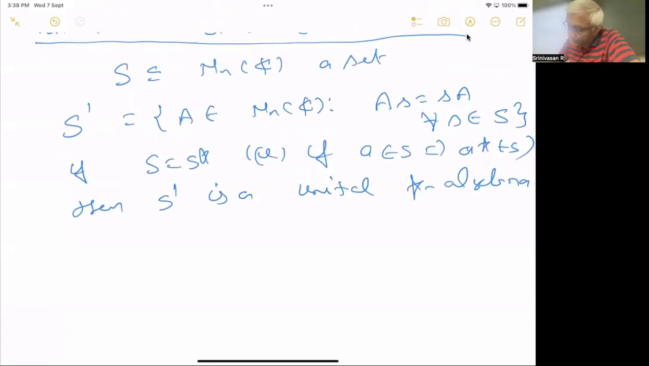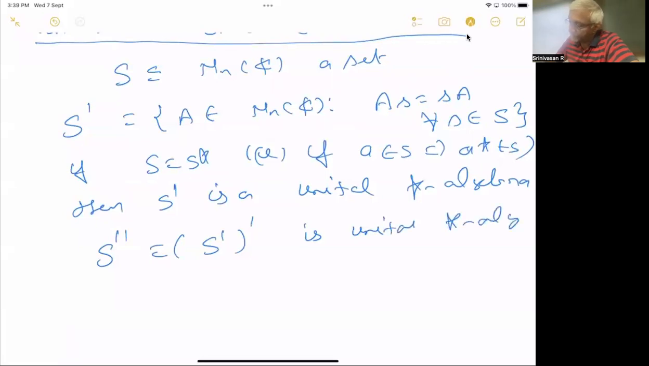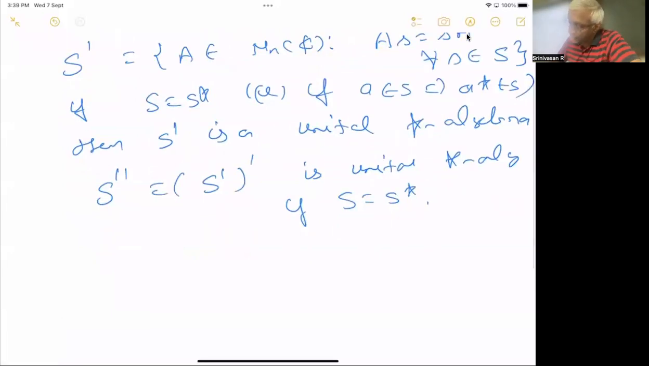So in particular, if you take S double prime, which is equal to the commutant of S prime, this is a unital star algebra. It contains identity, of course, if S is equal to S star. That condition we are assuming. If S is closed under adjoint, then this is true; S is just a set. So in particular, the star algebra generated by S is the smallest star algebra containing S. You take all sorts of products, all sorts of sums, and you can form an algebra. That is the algebra generated by S.